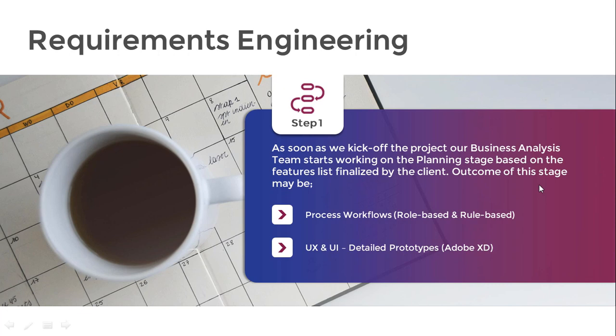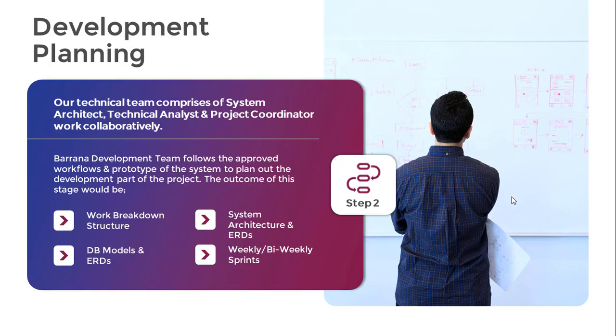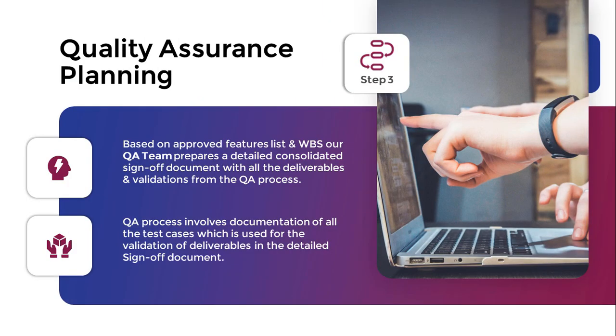So the first stage starts with the requirements engineering. We then move on to development planning, where we break down all the structures and all the different models and systems, architecture, and all the different things that are required to put together your project. So that all happens in the development planning. From there, we have quality assurance planning. We want to make sure that everything is prepared and signed off in documents and deliverables to you before we even start doing any form of coding. It's really important that this is done.